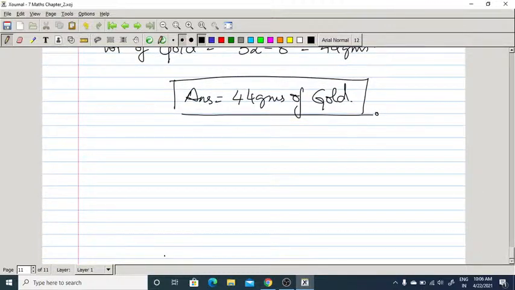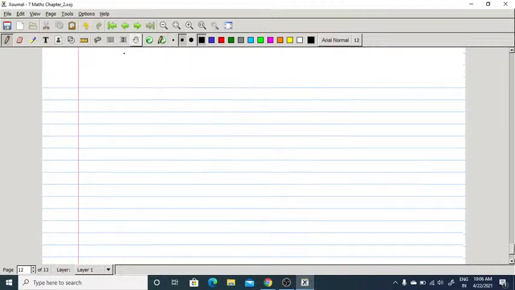Next we'll move on to question number 11. Pay attention. This is a long sum, that is, there are many things to do in it. In a class of 40 students, how many students are there? Number of students is equal to 40.